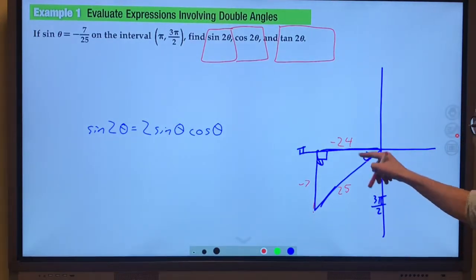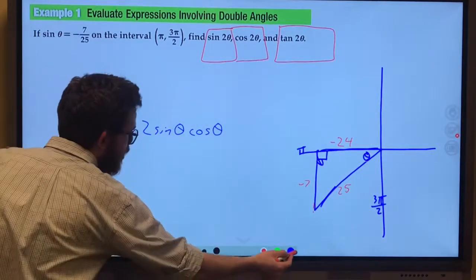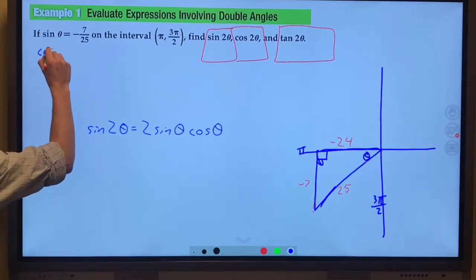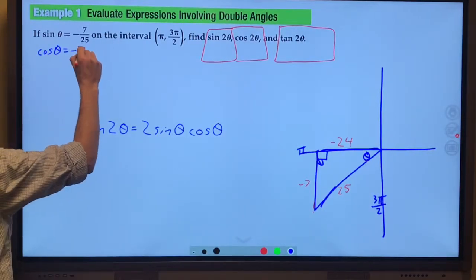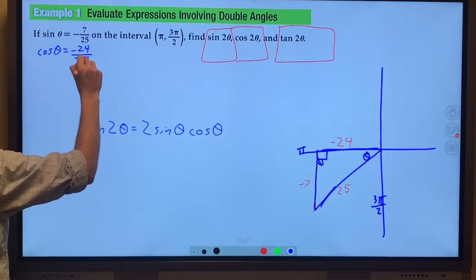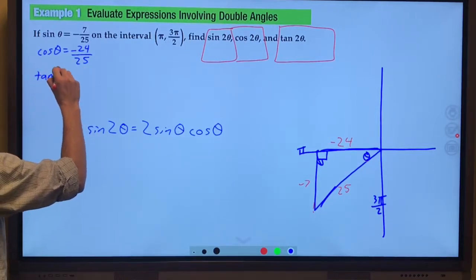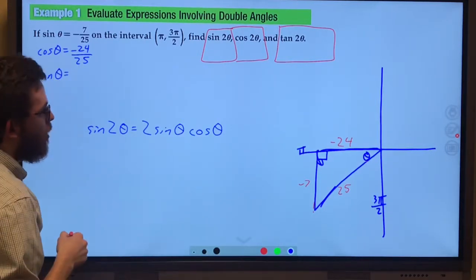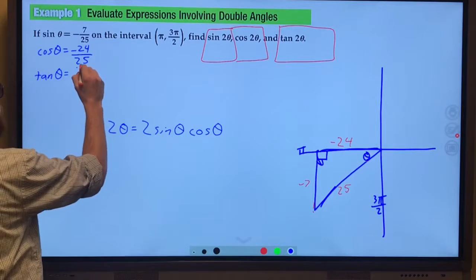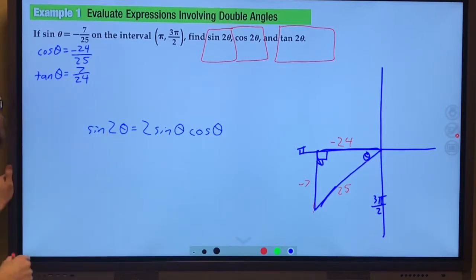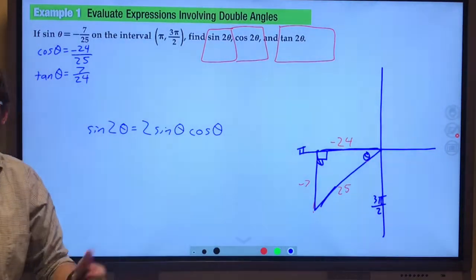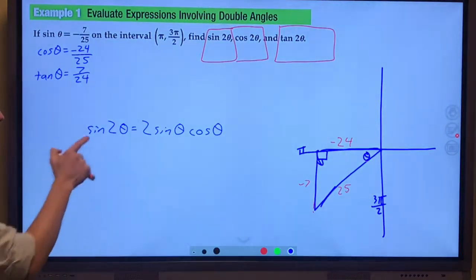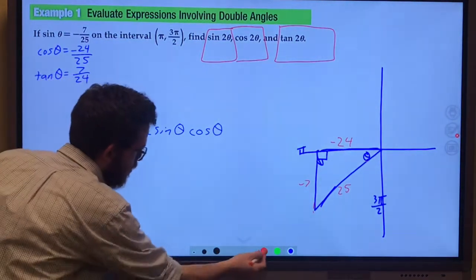So right there, using our triangle, we can see that cosine of theta is a negative 24 25ths, and just in case we need it, tangent of theta, tangent of course, opposite over adjacent, it is 7 over 24. So we have these if we need them, not the answers to the problem, because this is tangent of theta, we want tangent of 2 theta, and so on. Back to the problem at hand.